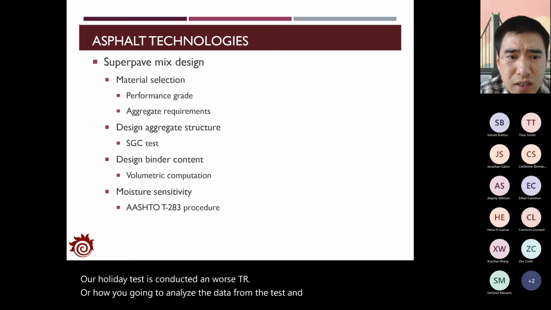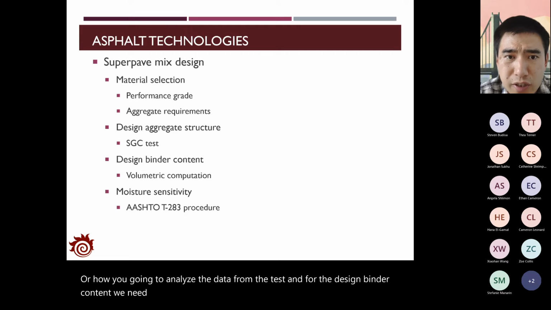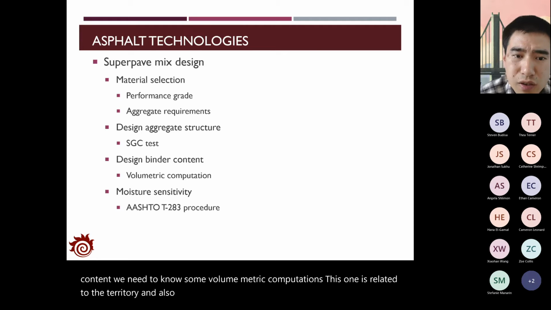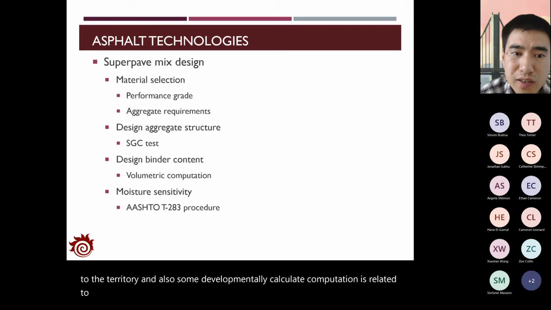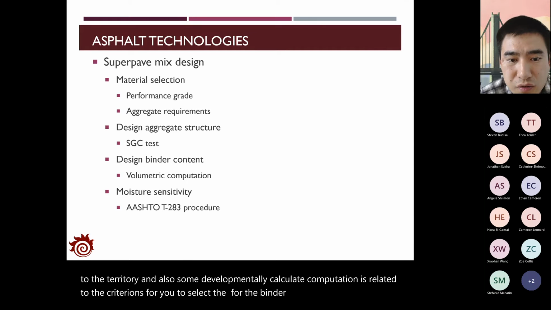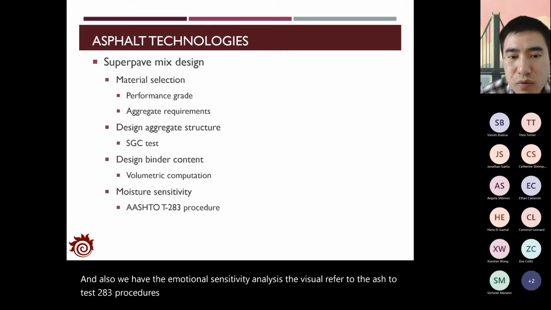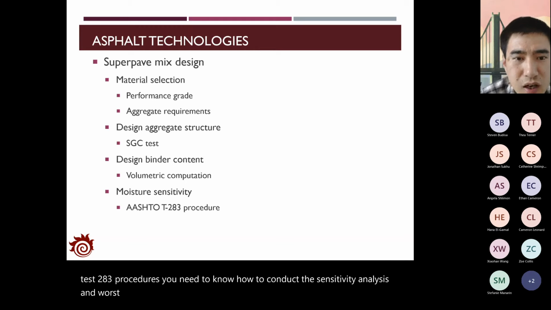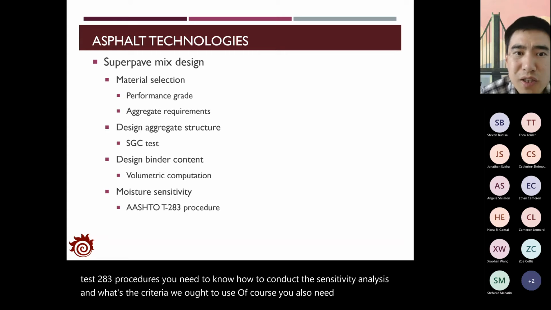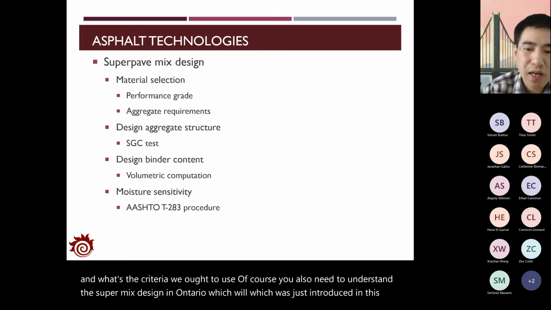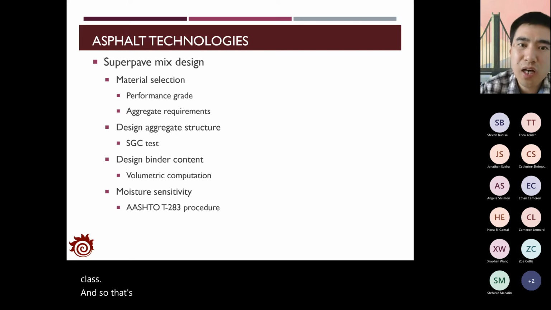And for the design binder content, we need to know some volumetric computations. This one's related to tutorial 3, and also some of the volumetric computation is related to the criteria to select the asphalt binder contents. And also we have the moisture sensitivity analysis, which will refer to the AASHTO T 283 procedures. You need to know how to conduct the sensitivity analysis and what criterion we have to use. Of course, you also need to understand the Superpave mix design in Ontario, which was just introduced in this class. Okay, so that's the topics that will be covered.